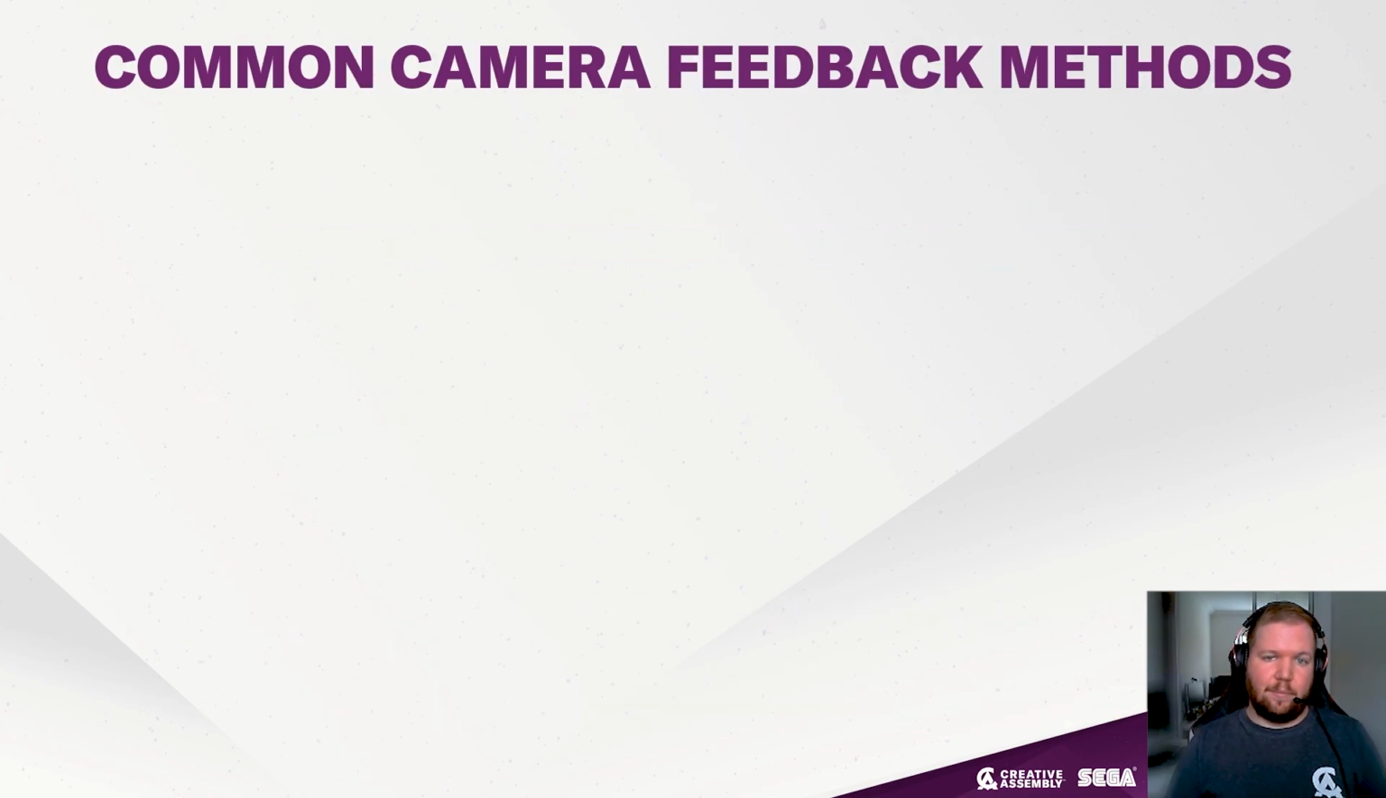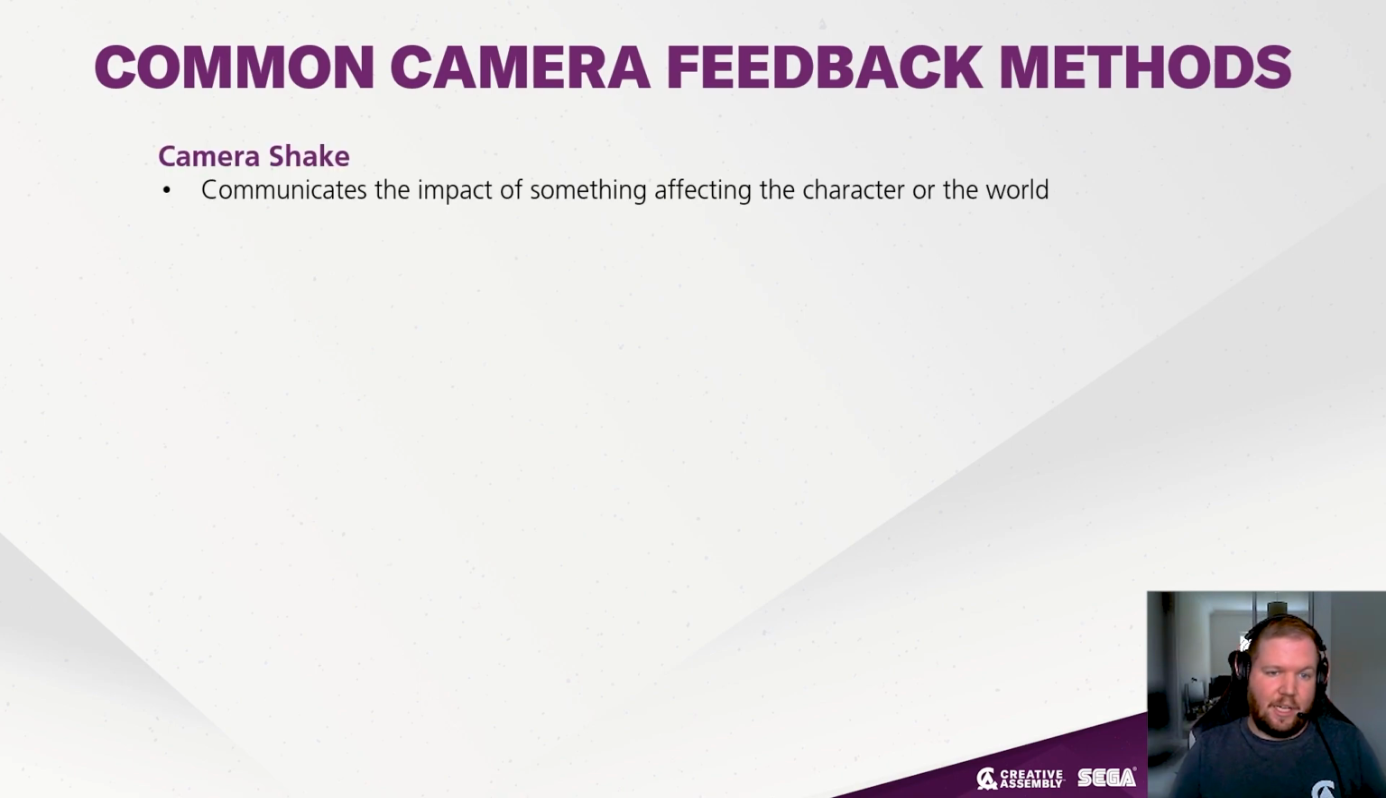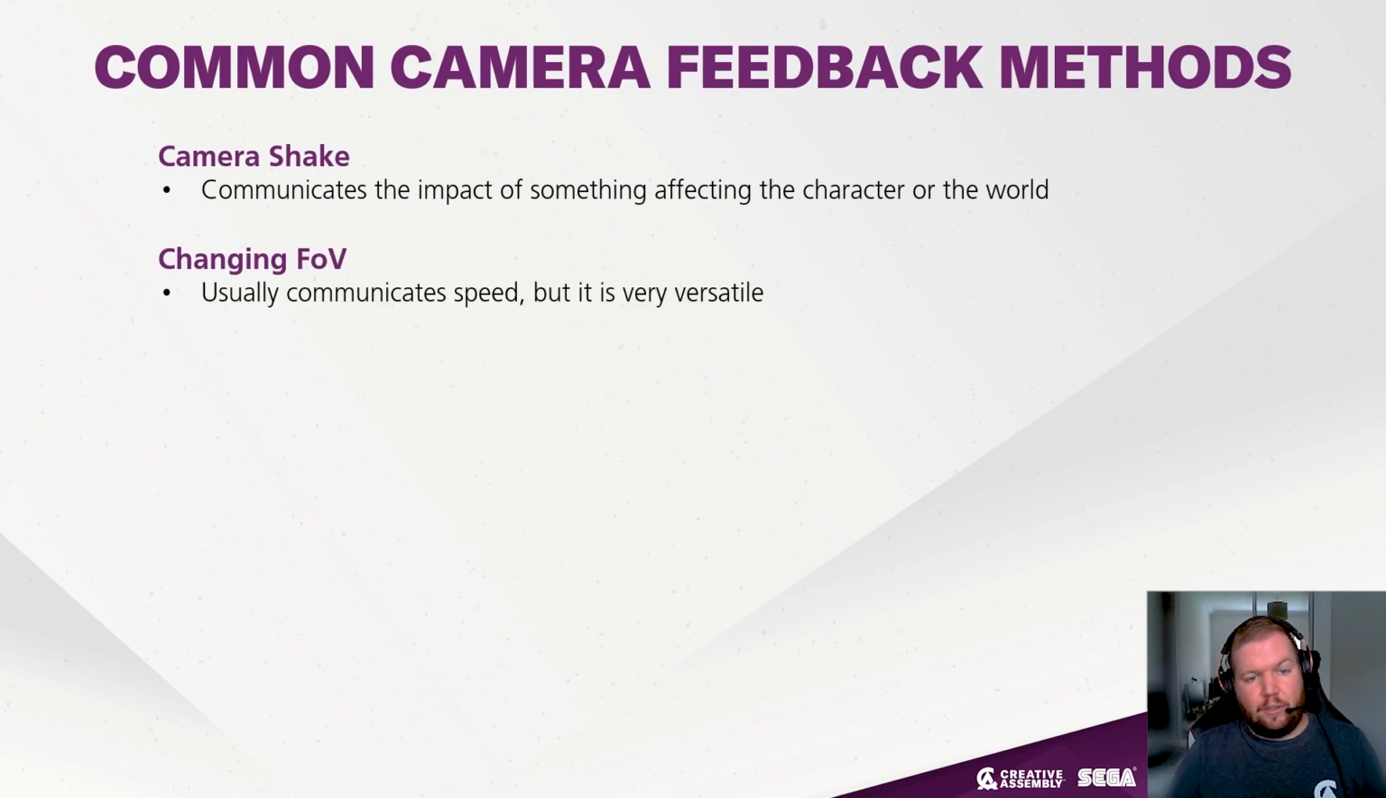So some of the common camera feedback methods. You have camera shake. It communicates the impact of something affecting the character or the world near the character, for example, being shot in a first-person shooter. Then you have changing the field of view. It usually communicates speed, but it can be more versatile than that. But it's an example of when in a racing game you suddenly go really fast. Your FOV usually changes, or you sprint in an action game.